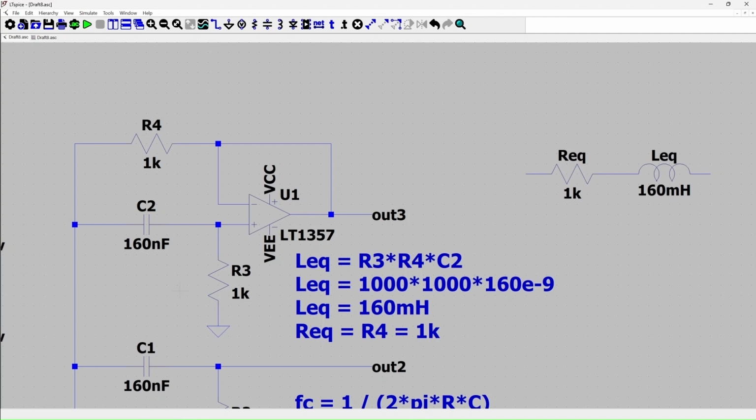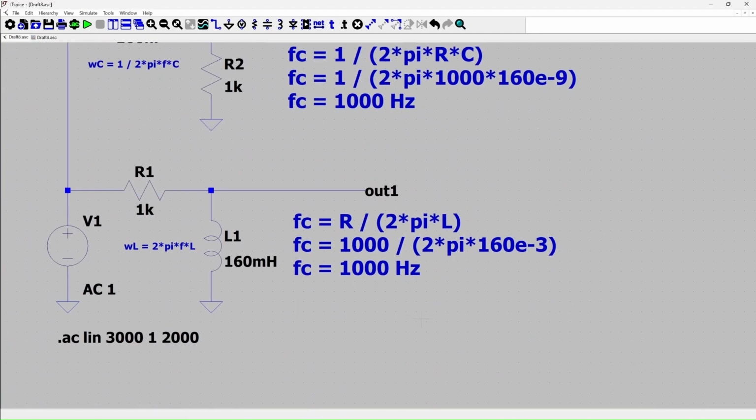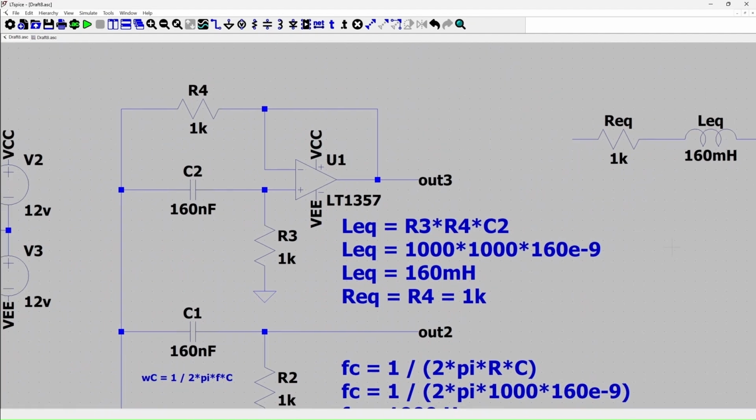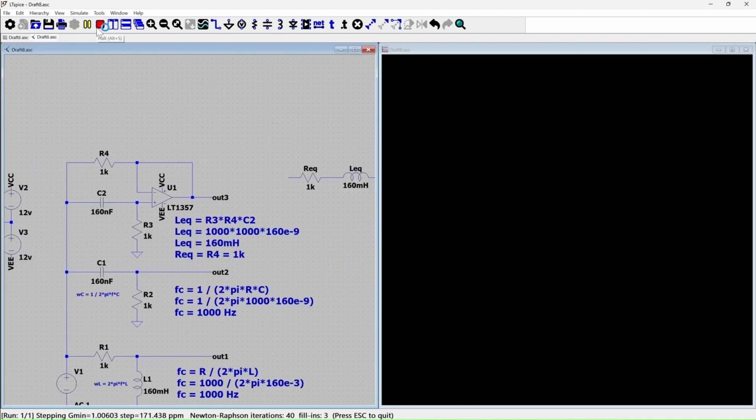So since this entire circuit is acting as an RL circuit, and this RL circuit is exactly the same value as this particular RL circuit, it should mimic exactly the same behavior as we have seen earlier. So let's run the simulation once more and see whether it is performing.